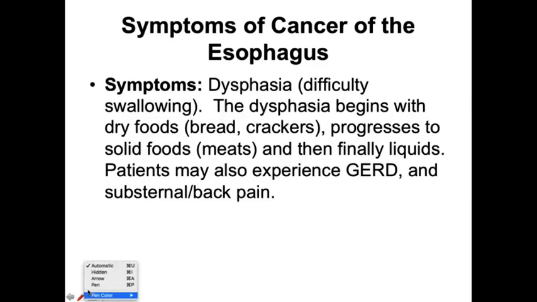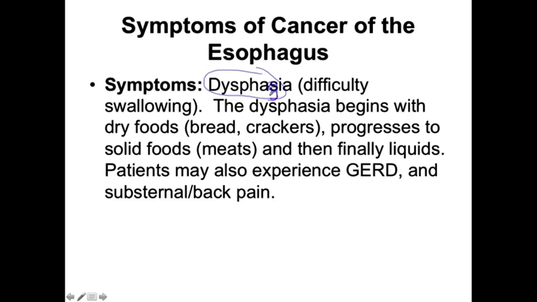Now, for some of the symptoms, there's a little typo here. Instead of dysphagia spelled with an S, we're going to make that S a G. Dysphagia with an S means difficulty in speaking; with the G, it's difficulty in swallowing. So dysphagia with a G begins with dry foods, bread and crackers, then progresses to more solid foods like meats, and finally liquids, and it becomes difficult for them to eat at all.